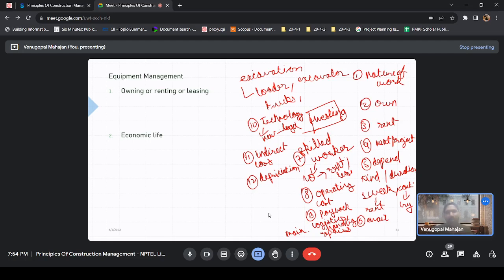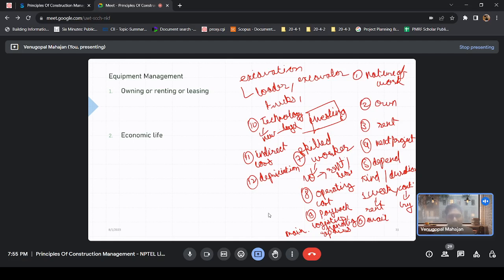So right now, what you gave me is two types of factors. One is on the choice of equipment, like if you have the next project, or if that equipment is versatile, so you will try to choose that equipment. And the other one is on the financial side, do you want to own it, rent it, or lease it?